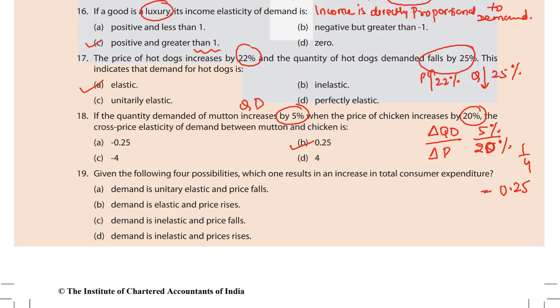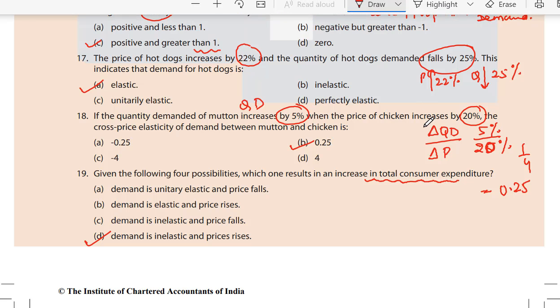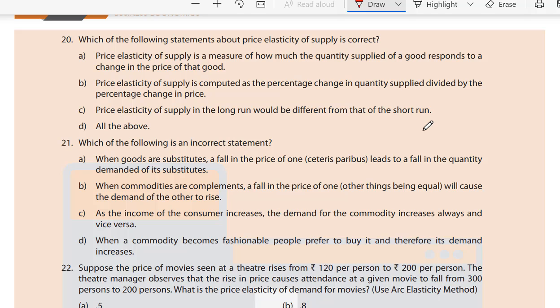So the answer is D, demand is inelastic and price rises. If you want, you can see the question one more time. Given the following four possibilities, which one results in increase in the total expenditure? The total expenditure should increase. So demand is inelastic and price rises. Demand is the same and there is an increase in price, so the total expenditure will be more. I hope it is clear to all. Let us shift to the next question.